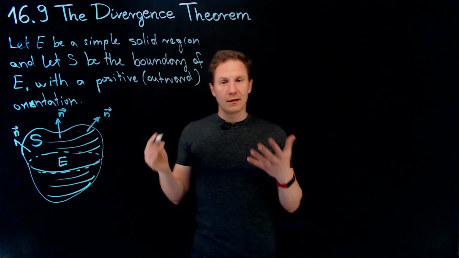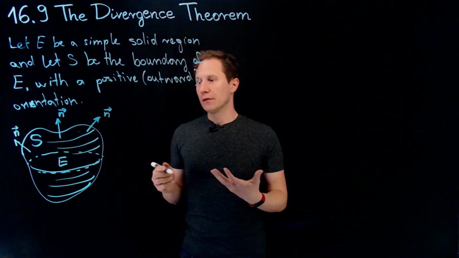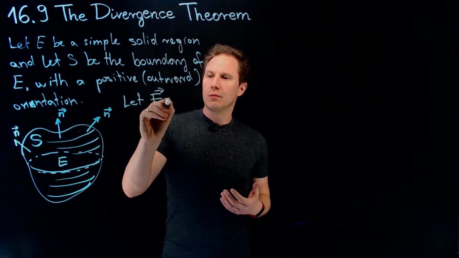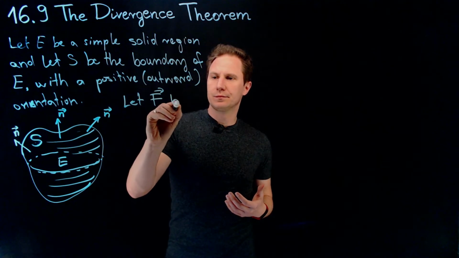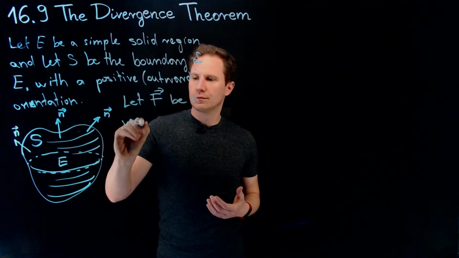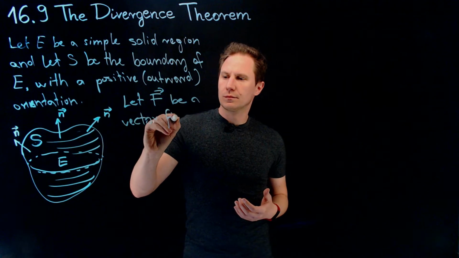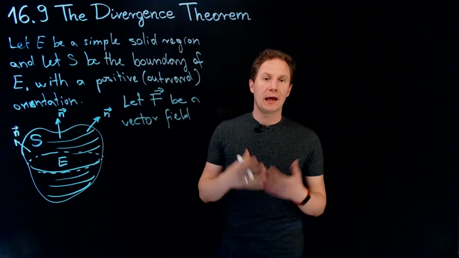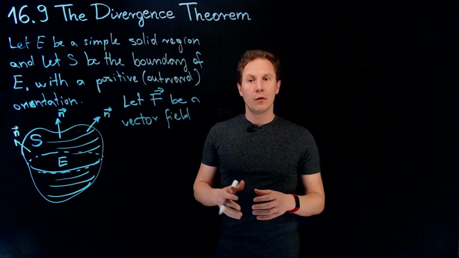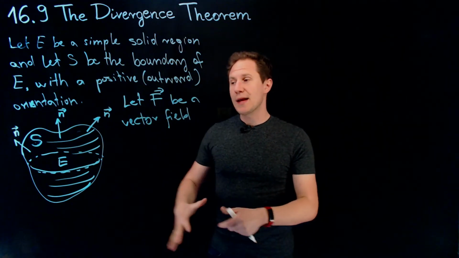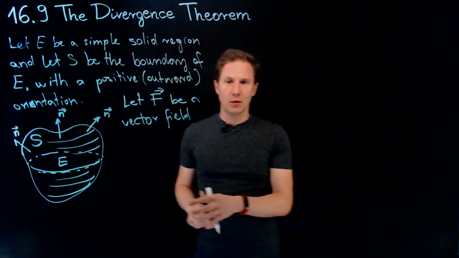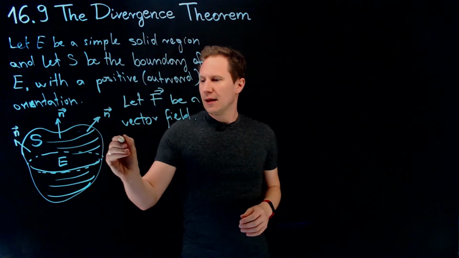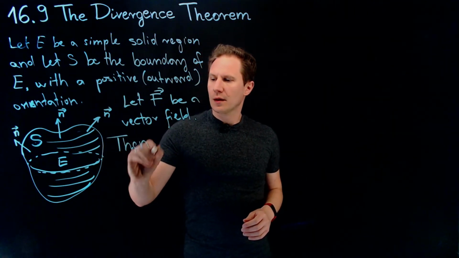Okay, and then if we have a vector field, so let F be a vector field whose components have, again, continuous partial derivatives on an open region in space which contains E, which contains this solid body with its boundary, then we have the following relation.